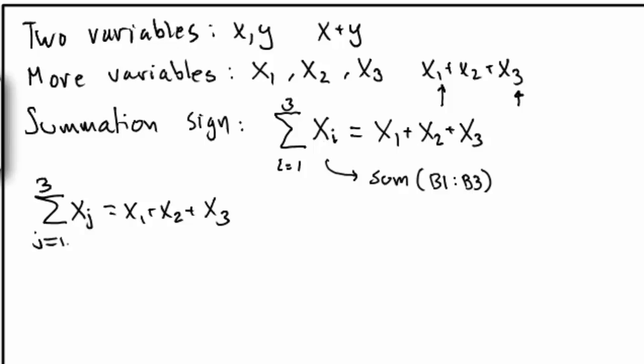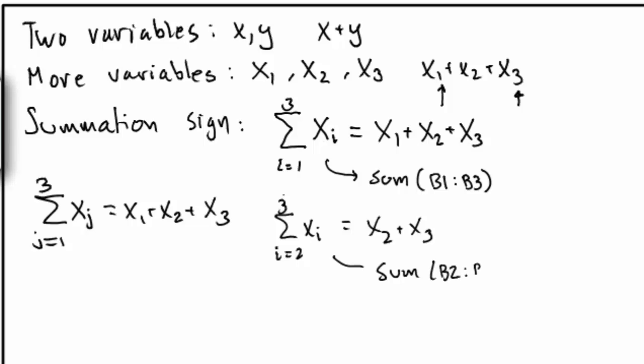So a couple things to note. The numbers below and above the summation sign must be integers. The upper one must be at least as large as the lower one. The lower one doesn't have to begin at 1. So for example, the summation i goes from 2 to 3 of xi would then just be x2 plus x3, which in Excel would be sum B2 colon B3.